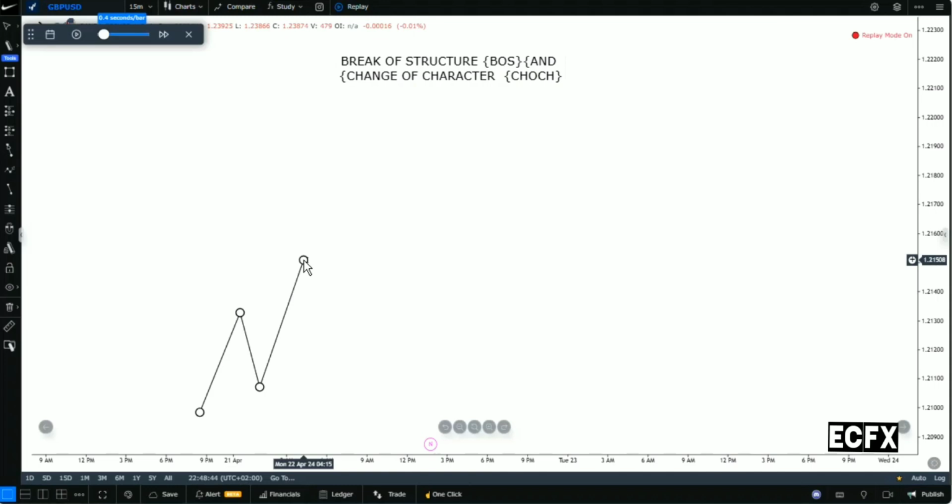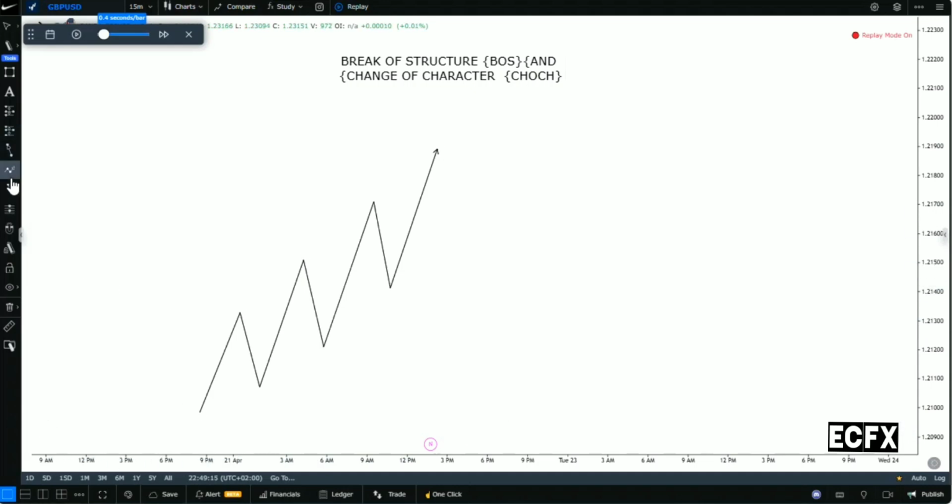Then price continues, puts in place a new high, pushes back down, puts in place a new low. Once again, price pushes up, breaks the previous high, and then pushes back down. So it's a continuous movement or momentum in one direction, right? Here we clearly have momentum pushing to the upside, taking out previous highs that got put in place.